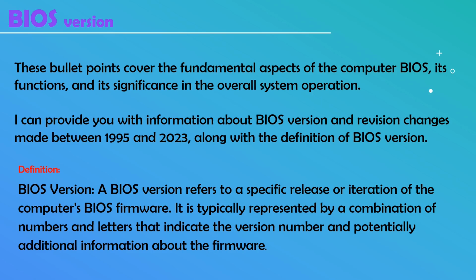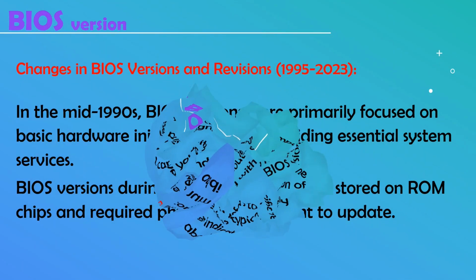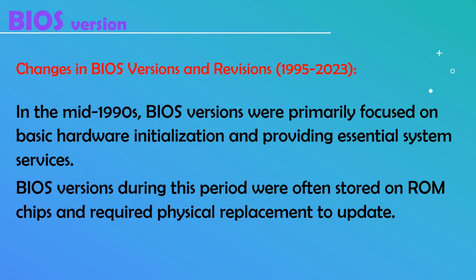BIOS version. A BIOS version refers to a specific release or iteration of the computer's BIOS firmware. It is typically represented by a combination of numbers and letters that indicate the version number and potentially additional information about the firmware. Changes in BIOS versions and revisions, 1995 to 2023.